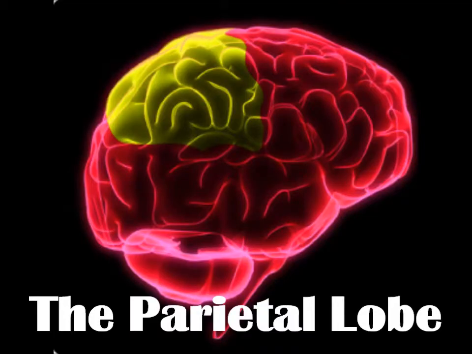Parietal lobe. Alright, so the parietal lobe is right up top, and that is actually second to the frontal lobe. It's my favorite lobe, because that is where all your senses, like your hearing, sight, smell, taste, and touch senses are melded together and put into useful information.